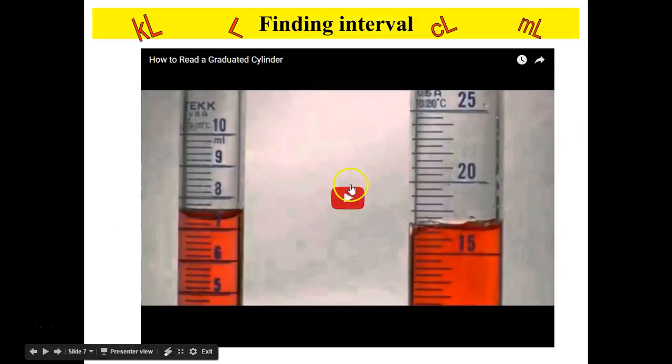Here's a quick video showing you again how to read graduated cylinders. Pay close attention. This is what kids find to be the hardest thing to do.